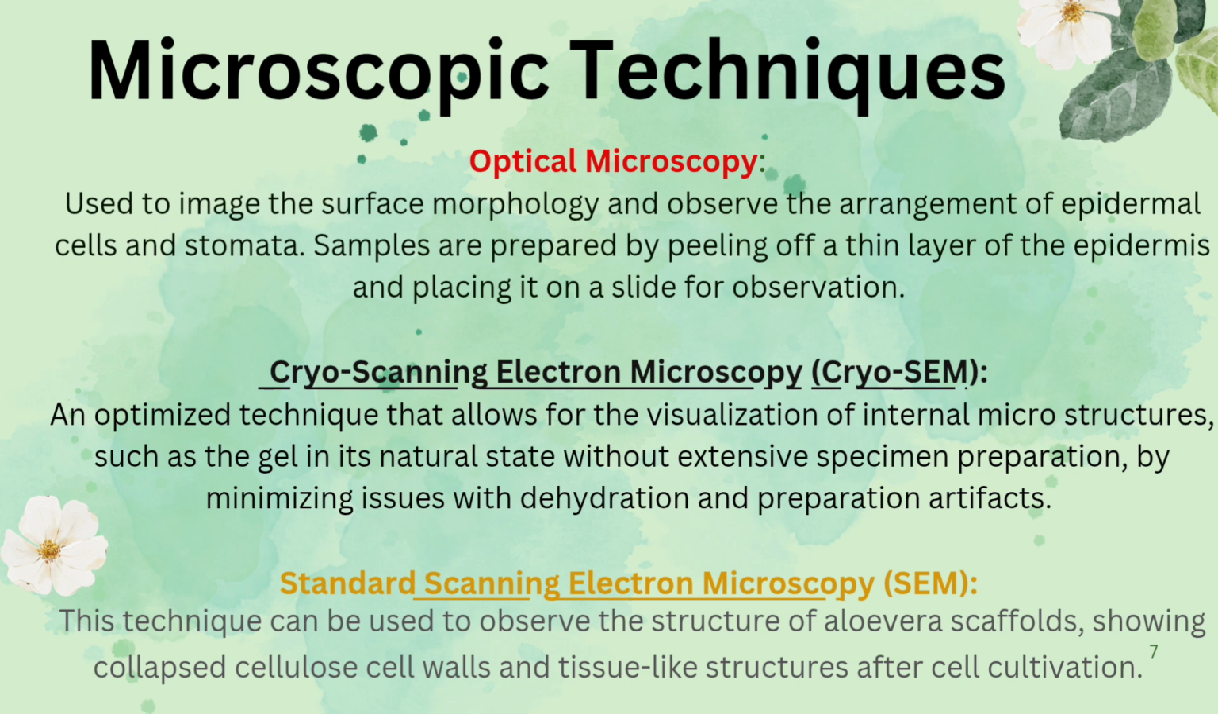Standard scanning electron microscopy. This technique can be used to observe the structure of the aloe vera scaffold showing collapsed cellulose cell walls and tissue-like structure after cell cultivation.